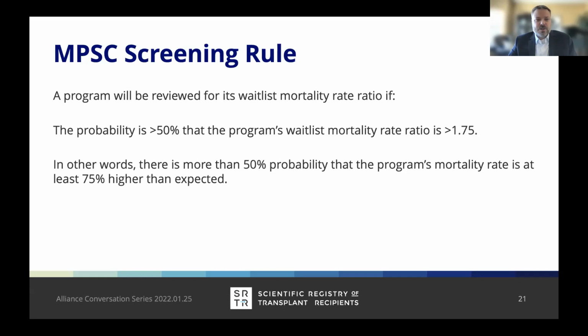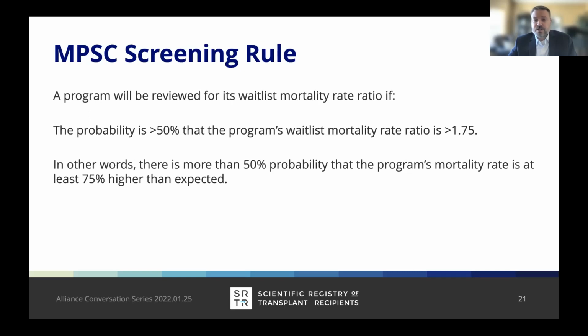So we talked about a screening rule earlier. MPSC did define screening rules. They have to decide which programs they are going to interact with, or which programs they will give a pass to. The way they describe these is based on how certain they are of the evaluation and how far of an outlier this program's evaluation is. So in this example, in the middle sentence, the MPSC will get involved with the program if there's at least a 50% probability that the program's waitlist mortality rate ratio is greater than 1.75. In other words, we're more than a coin flip certain that this program's mortality rate is 75% higher than expected.